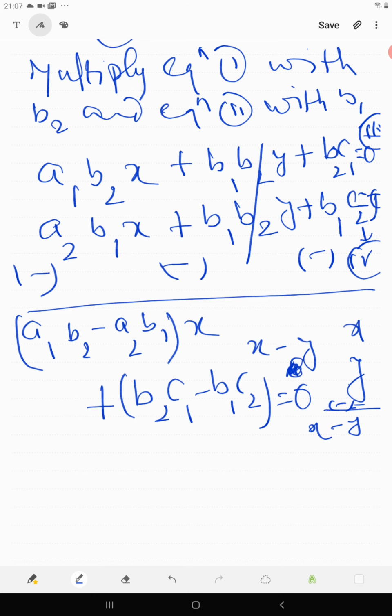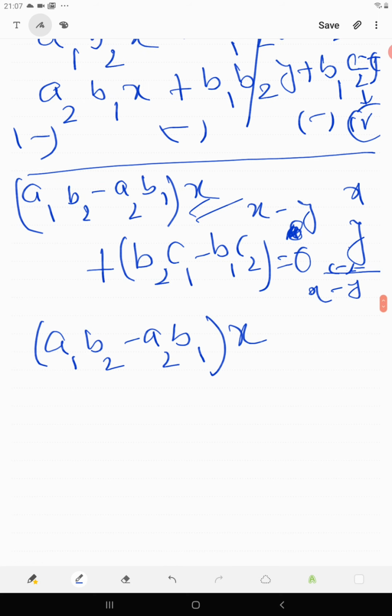Now you can see, after solving, we are getting it in the form of x. So we can write it as a1 b2 minus a2 b1 into x equals minus of b2 c1 minus b1 c2, so plus becomes minus.